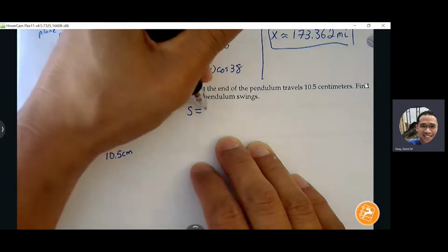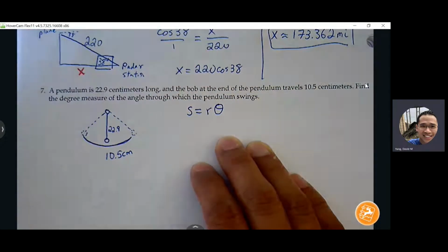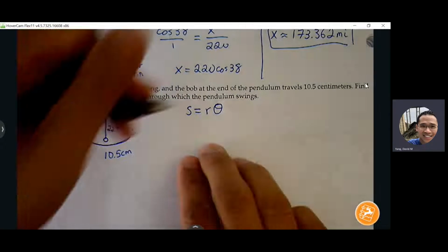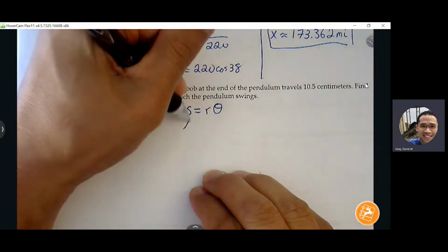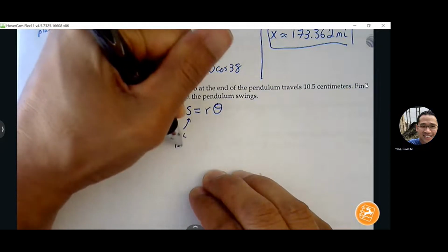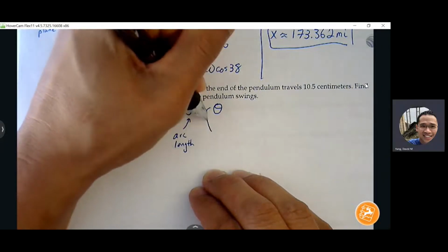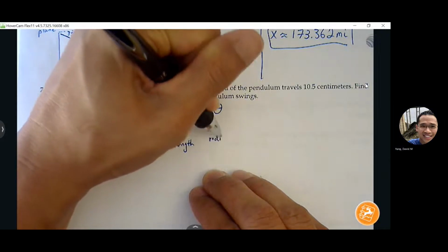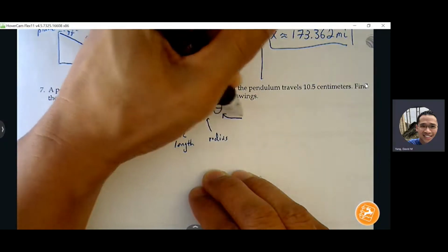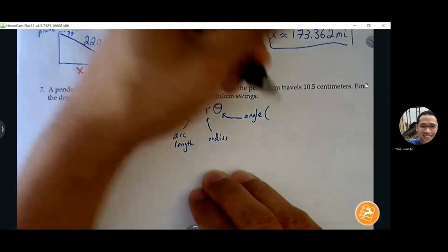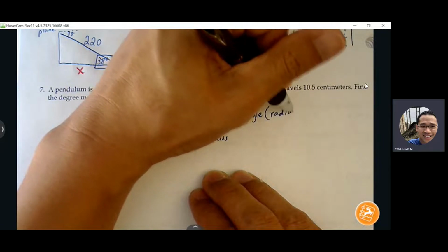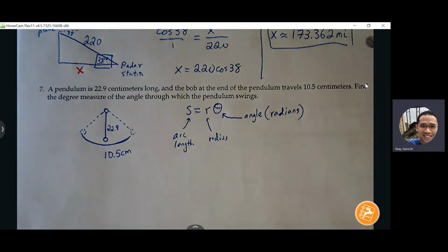Remember, S equals R theta, right? This is arc length, right? So arc length is, what is the length along a curved path? So S is the arc length. R is the radius. Theta is the angle, but what do we have to be careful about with the angle? It's always in terms of radians. Okay, so either you put something in terms of radians or whatever returns back to you is in terms of radians. If you want to do degrees, you got to convert it outside of this formula.